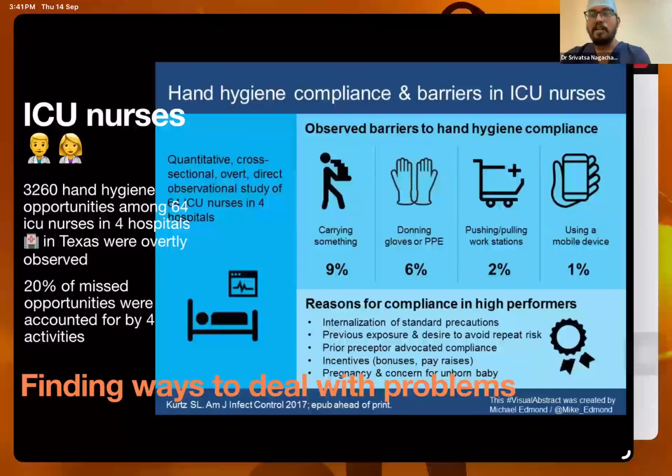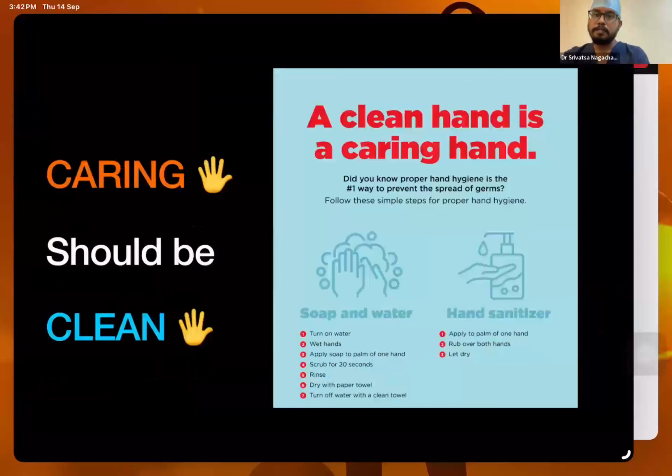So bonuses and pay raises boosted the compliance, especially in high performers with respect to hand hygiene, and that even included later on the people who are not compliant as well, when they did further prospective analysis of the next batch. And even pregnancy and concern of the unborn baby was also a reason for compliance in high performers. So one message we can take from this is, whenever we are encountering a problem, we should always find ways to deal with problems rather than running away from it. Especially with respect to hand hygiene, it applies the same. So I'd like to end this talk by saying that caring hands should always be clean hands.